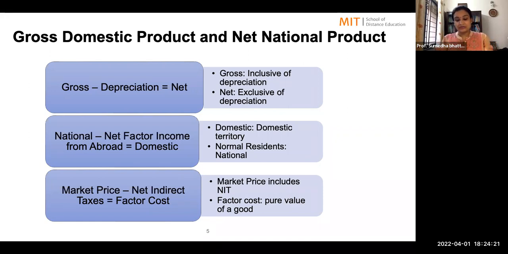So when we calculate national income, I have taken into account all the normal residents of the country, whether they are located abroad or operating within the country. To this, I need to make certain adjustments to get the domestic product. What do I do to get the domestic product? I deduct the income of those who are normal residents but are not operating in the domestic territory of the country, and I add the income of those who are operating in the domestic territory and are not residents of the country. So when I make these adjustments from national, I get domestic. Does that make sense to all?